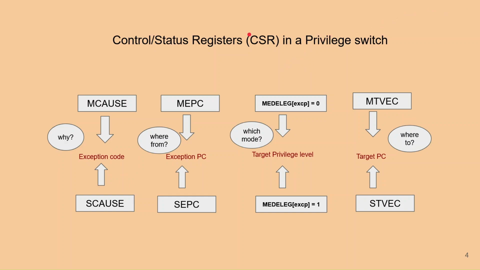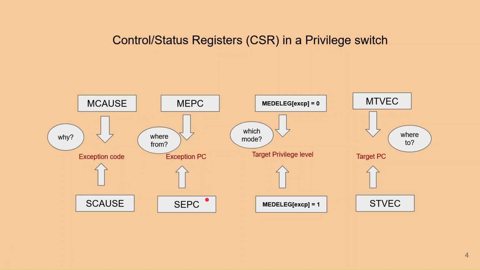There are 4 control and status registers that need to be examined on a privilege switch. These CSRs provide information on the event causing the privilege switch. The cause CSRs record the reason an interrupt or an exception occurred. The high bit in the cause CSR tells us whether it was an interrupt or an exception that caused the privilege switch. The remaining bits encode the specific cause.